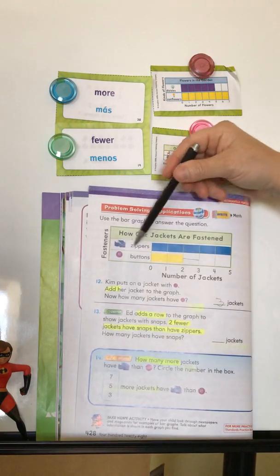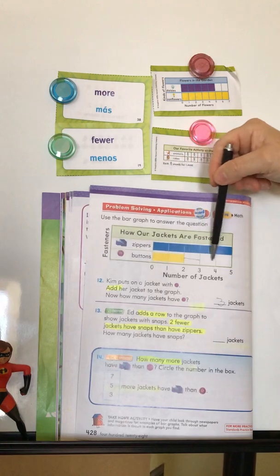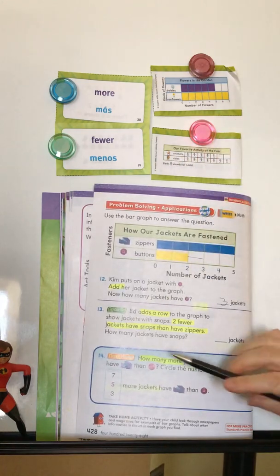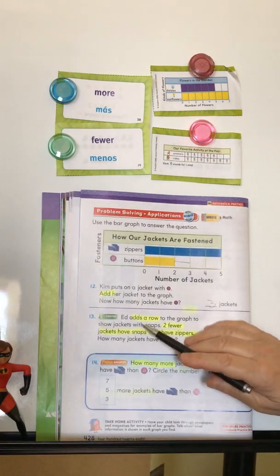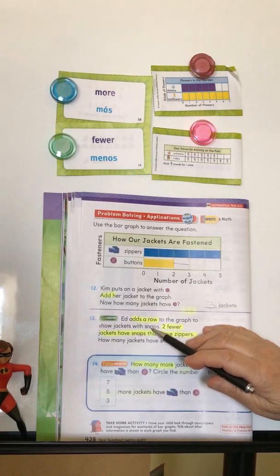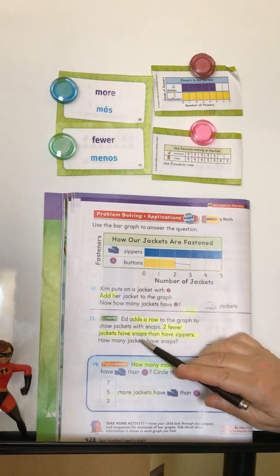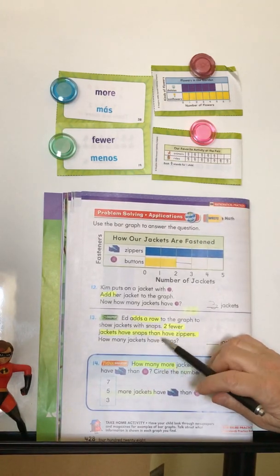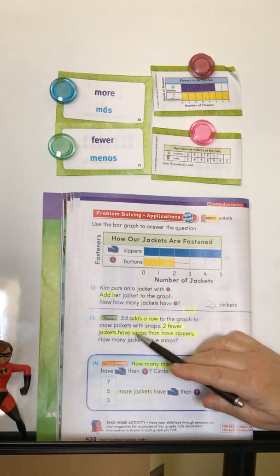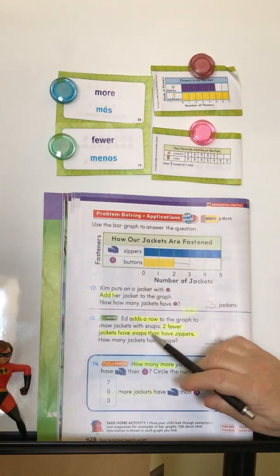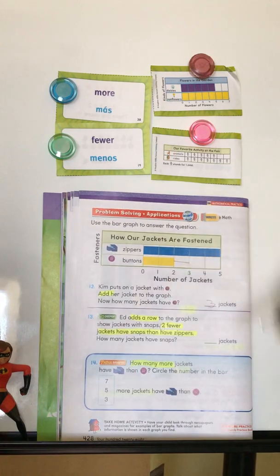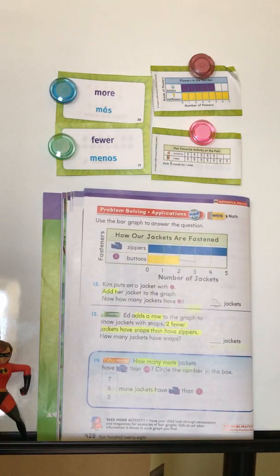Ed, number 13, adds a row to the graph. These are rows. A row for zippers, a row for buttons, and Ed's going to add another row to show jackets with snaps. 2 fewer jackets have snaps than have zippers. That means it's going to be a smaller number than zippers by 2. How many jackets have snaps?